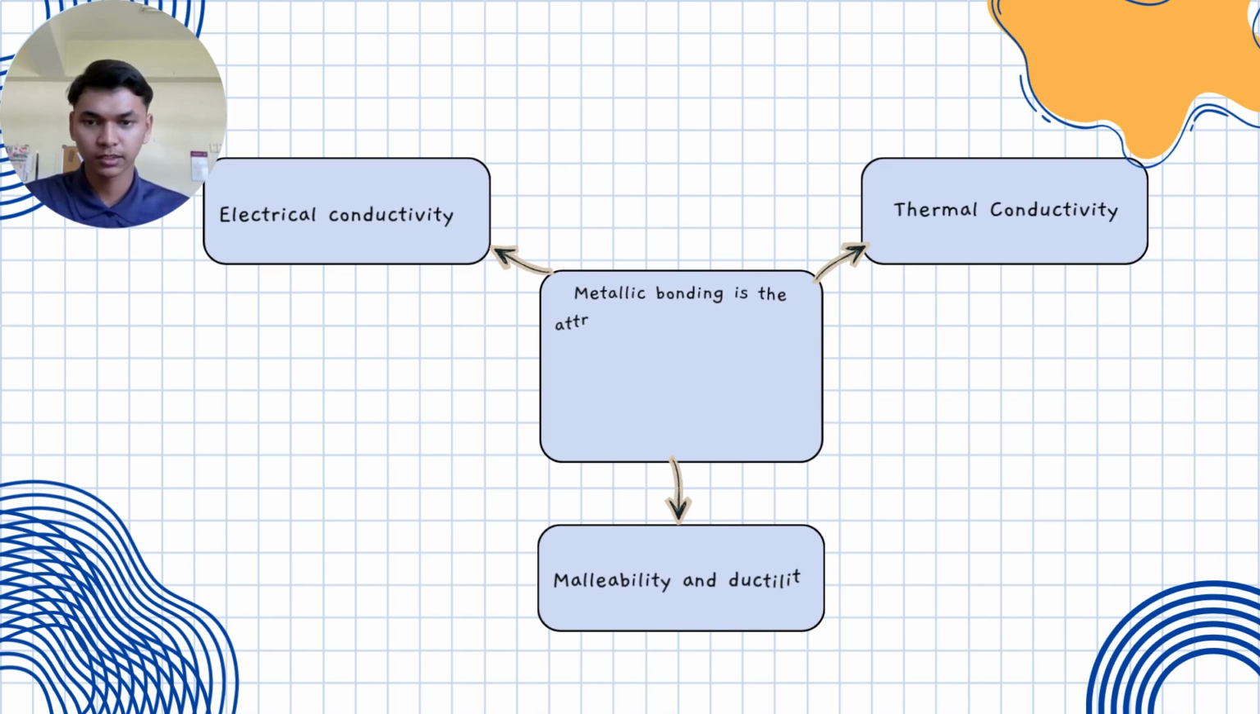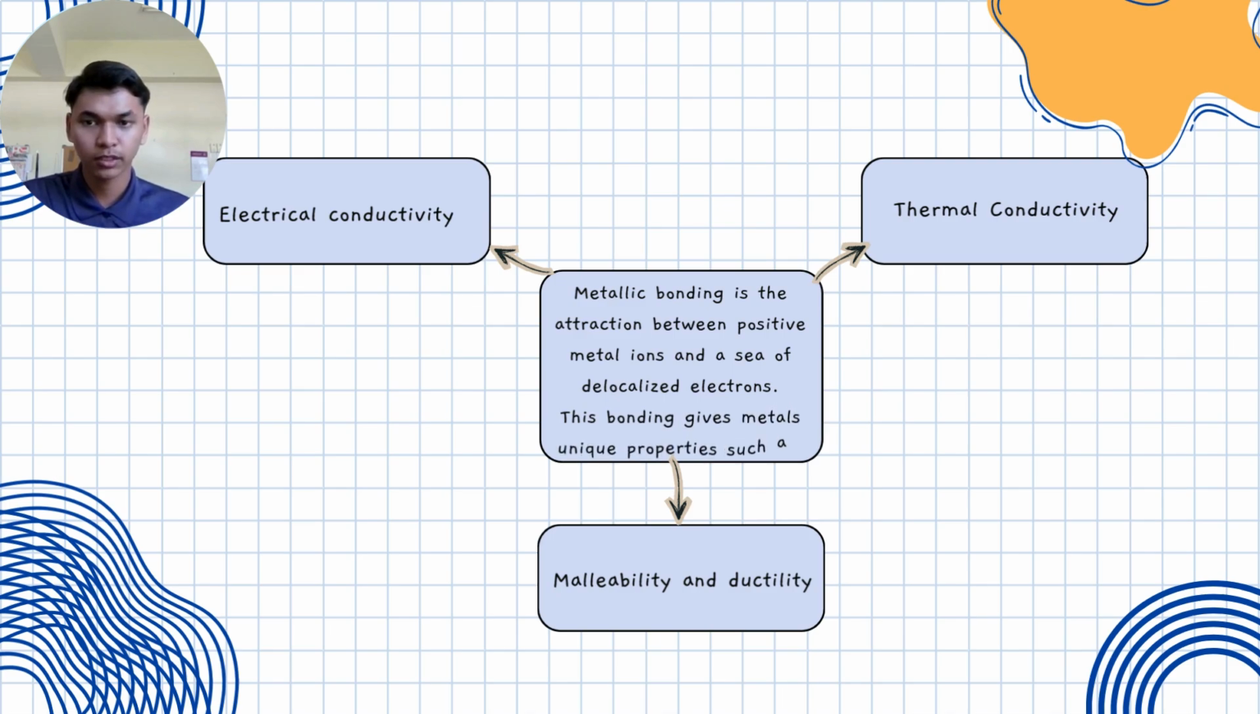Metallic bonding is the attraction between positive metal ions and a sea of delocalized electrons that are free to move throughout the metal structure. This type of bonding gives metals several unique properties. First, electrical conductivity. Because the electrons are delocalized, they can move freely when a voltage is applied, allowing metals to conduct electricity efficiently. Second, malleability and ductility.